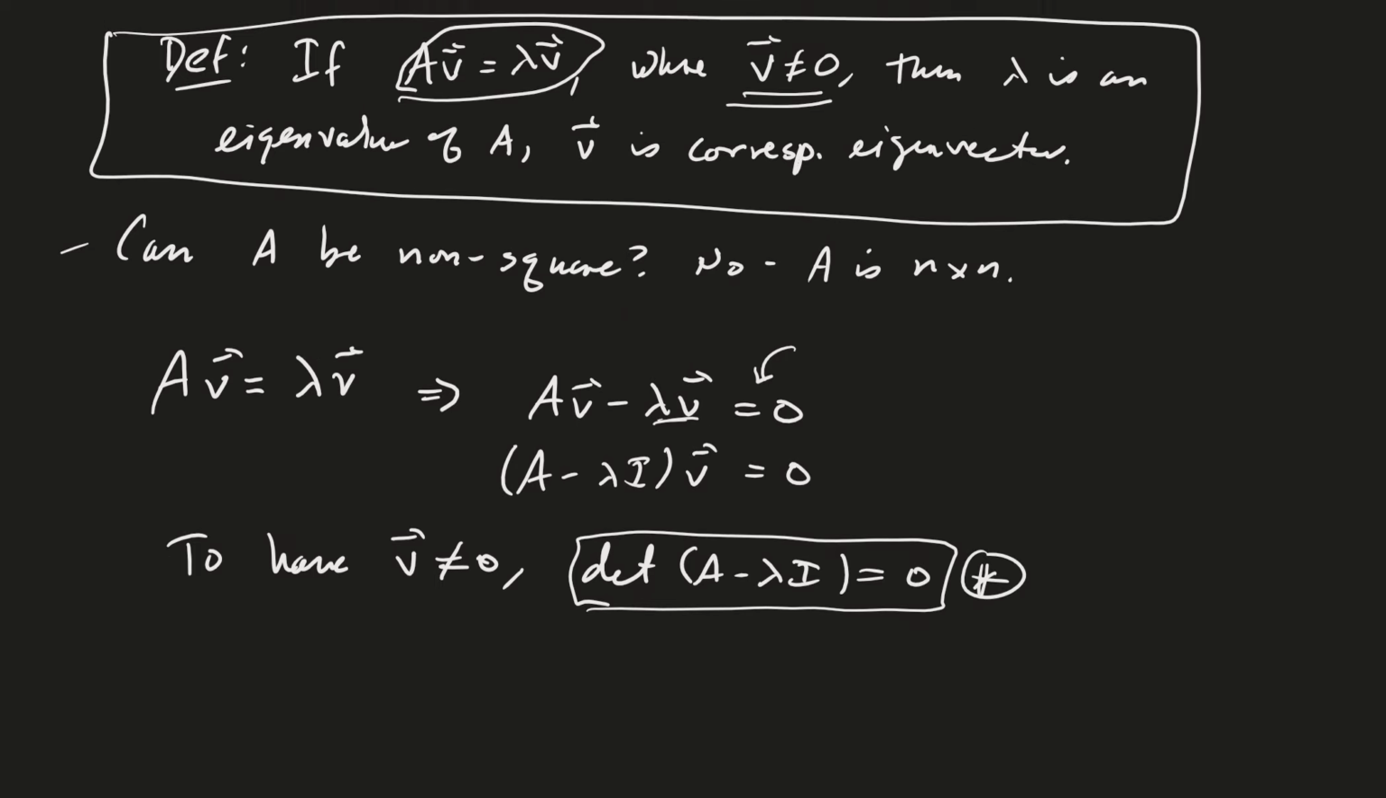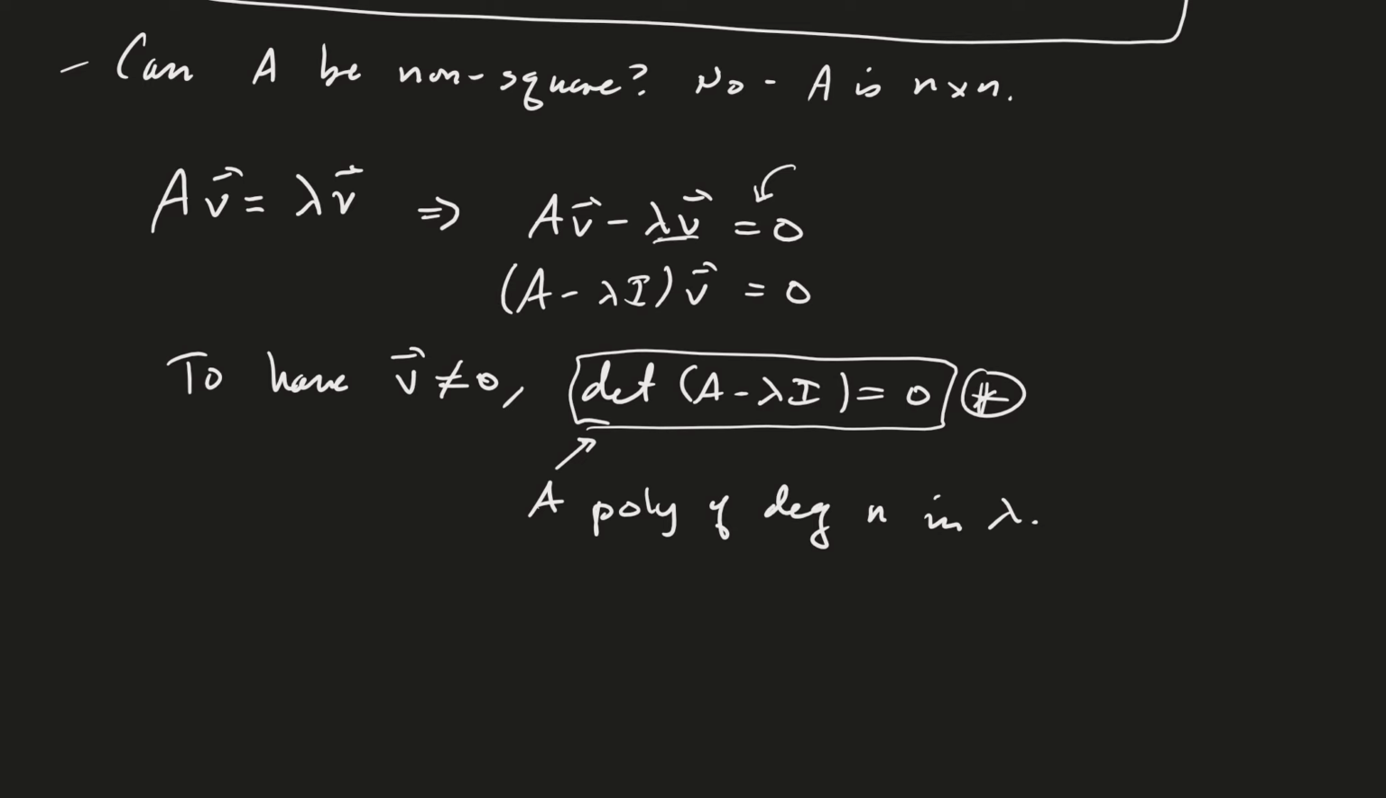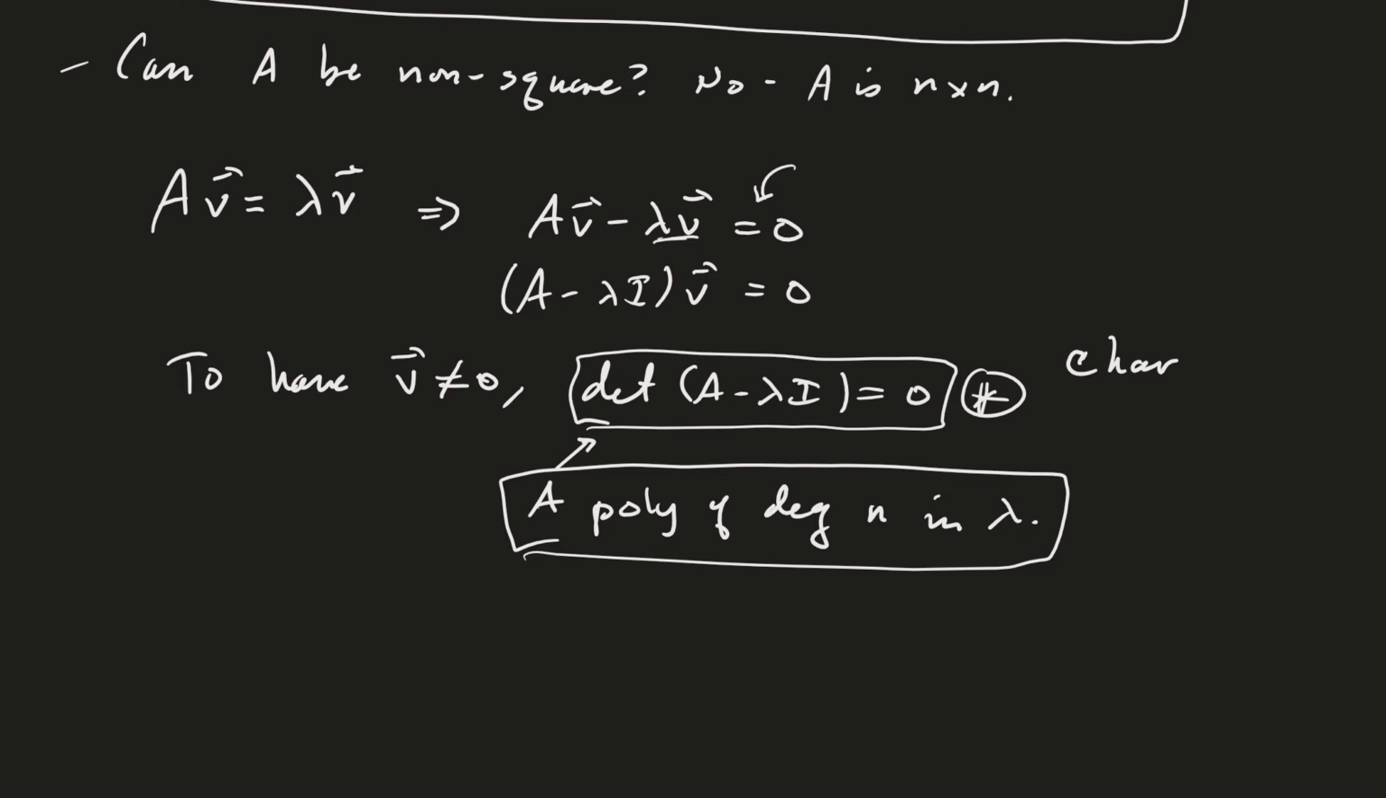Because this turns out to be a polynomial of degree n in lambda. Right, and so we can solve the polynomial of degree n for the n solutions, and then hopefully we can continue from there. Okay. By the way, does anybody happen to remember the name for that equation? Did you say characteristic equation?